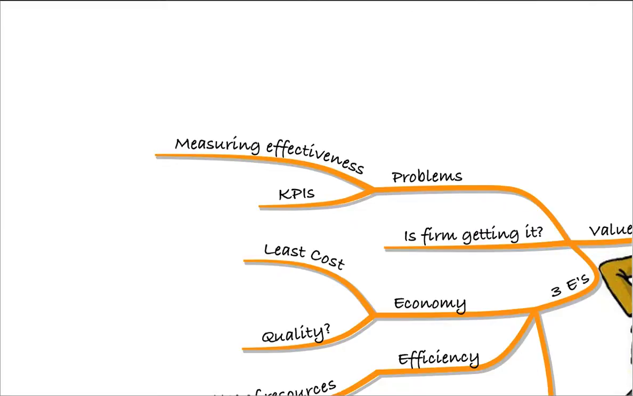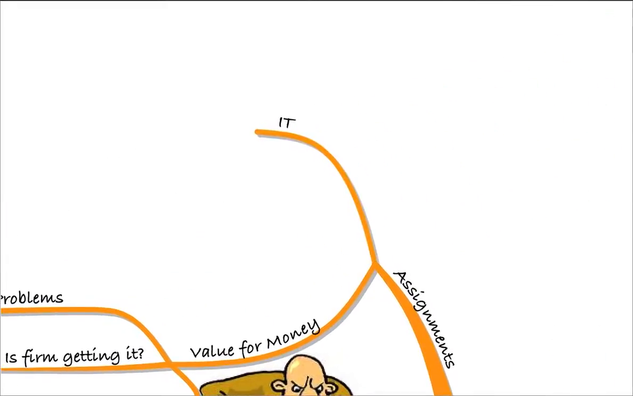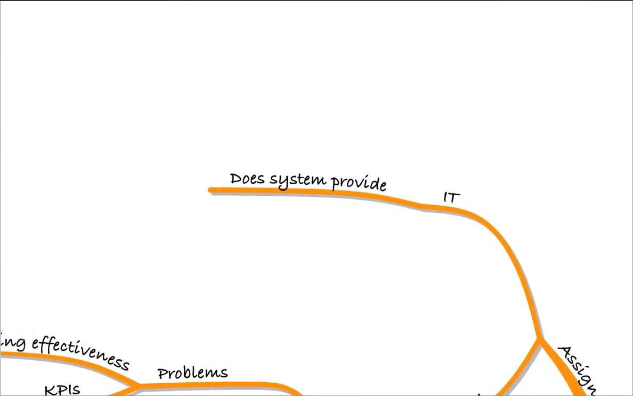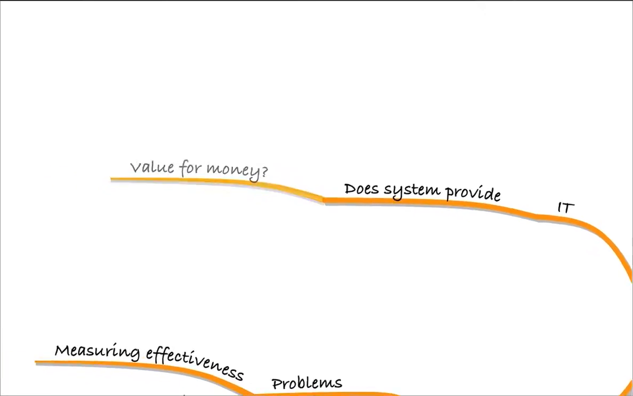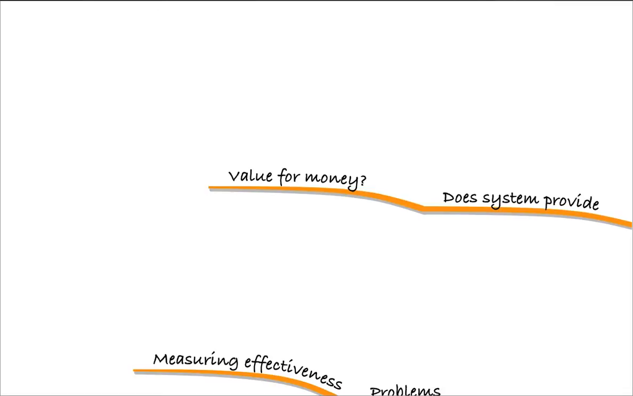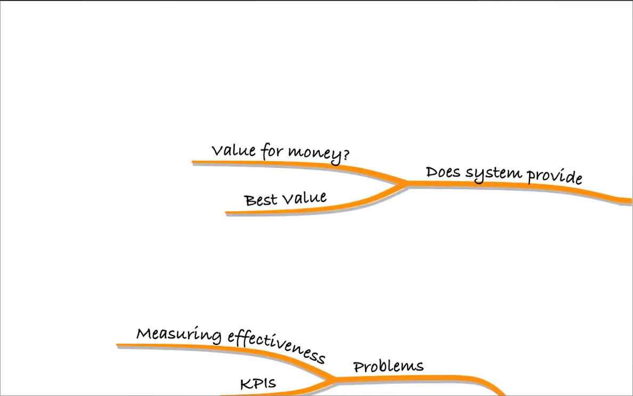Let's think about some more specific assignments that internal audit could perhaps carry out in a business. Well, in the area of IT, they could do several things. They could do a value for money audit on the IT systems to see whether they're getting it. So are they getting value for money from their current IT system? Is it the best value system that there could be available?